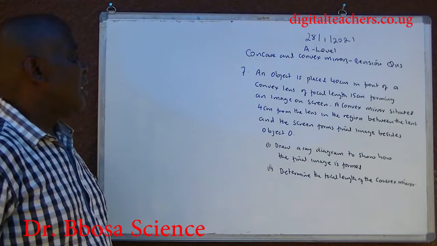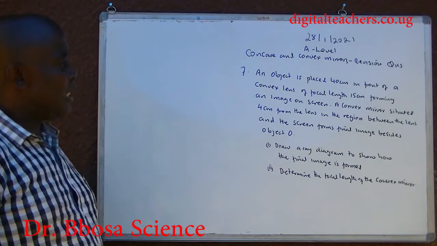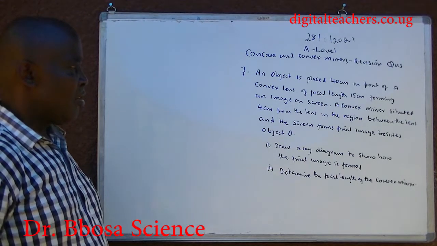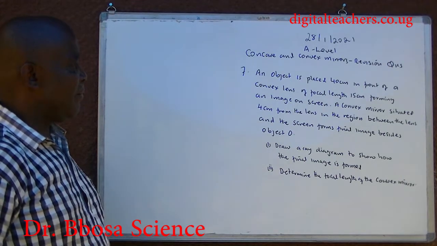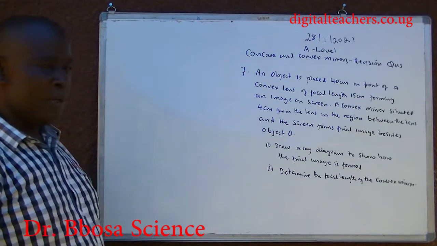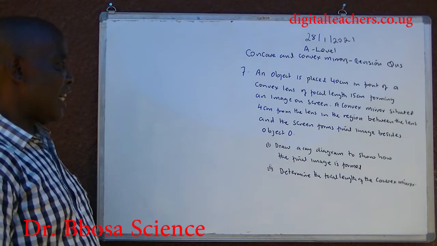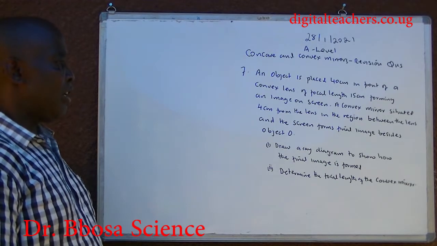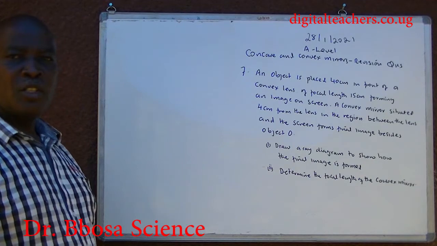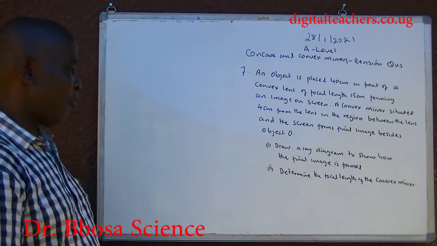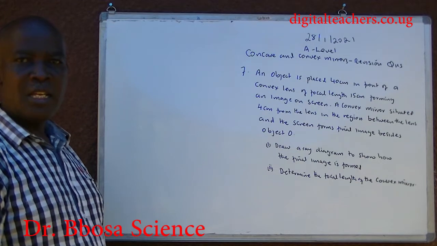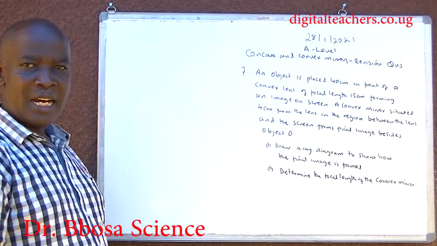Number 7, an object is placed 40 centimeters in front of a convex lens of focal length 15 centimeters, forming an image on screen. A convex mirror situated 4 centimeters from the lens in the region between the lens and the screen forms the final image beside O. Roman 1, draw a ray diagram to show how the final image is formed. Roman 2, determine the focal length of the convex mirror. You can pause and answer.